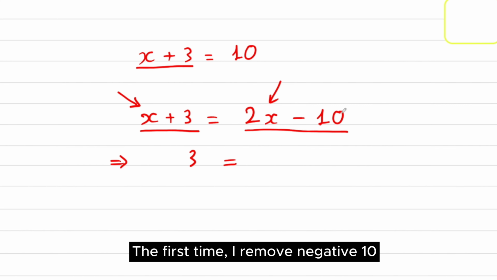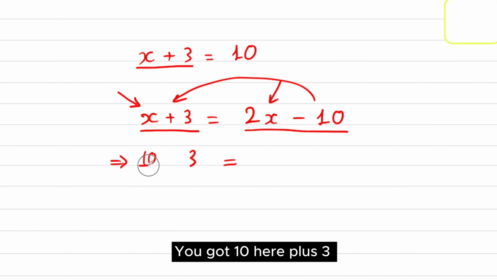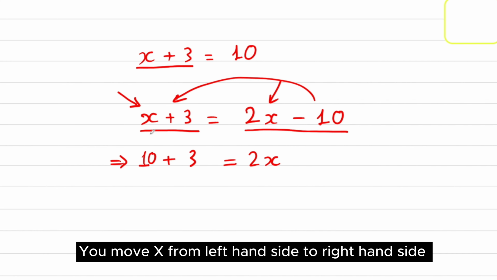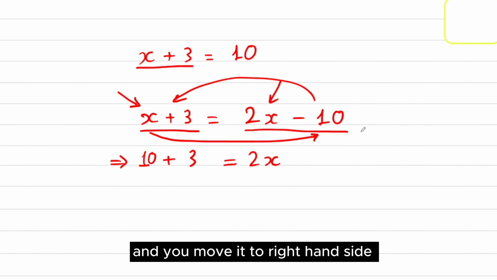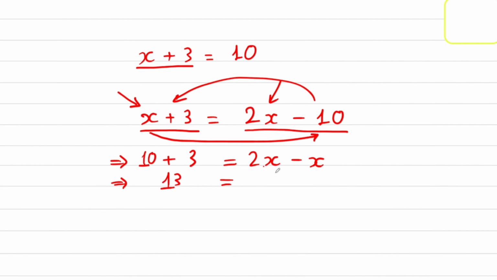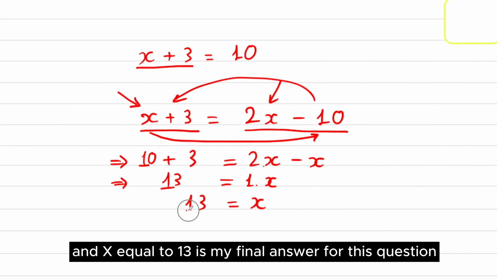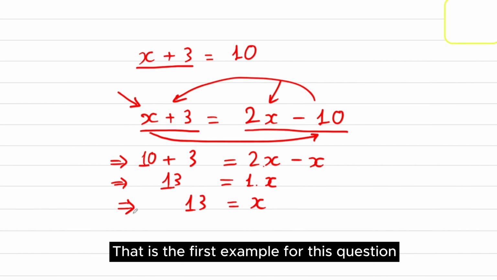The first time, I will move negative 10 from the right hand side to the left hand side. And negative 10 means plus 10. And you get 10 plus 3. And at the same time, you move x from the left hand side to the right hand side. X from the left hand side is positive x, and when you move it to the right hand side, it becomes negative x like this. So from this you get 13 equal to 2x minus x. 2x minus x means 1x. So 1x means x, and x equal to 13 is my final answer for this question. Okay. That is the first example.